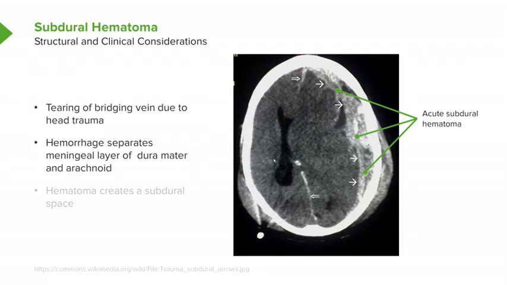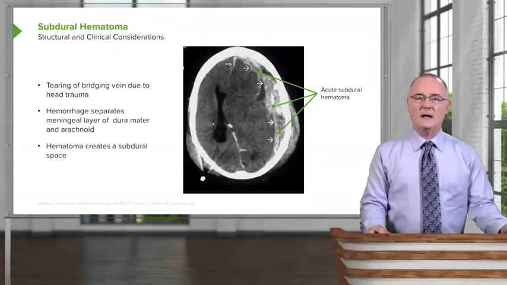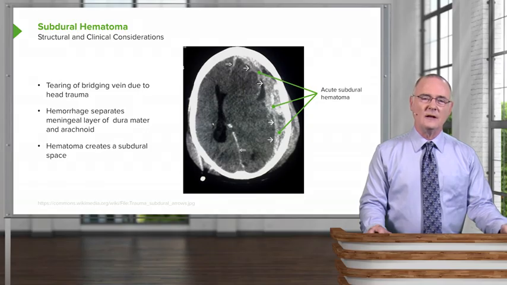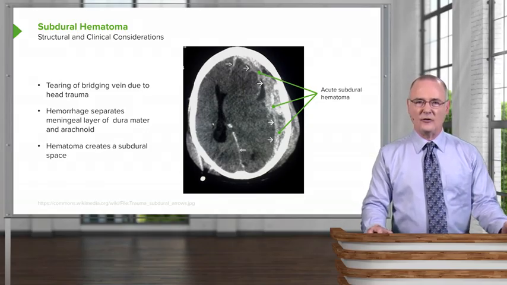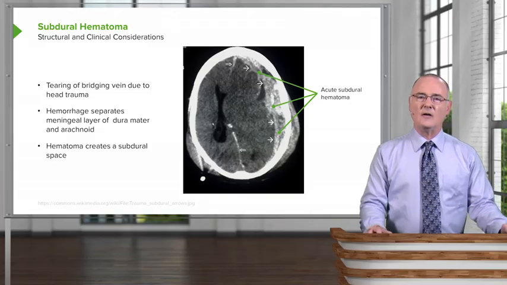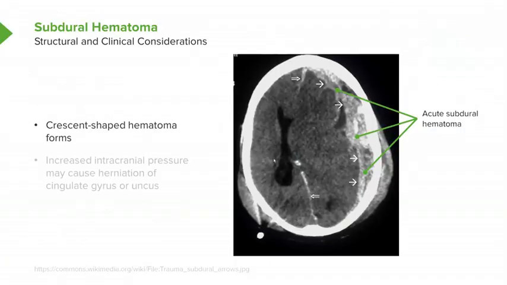We also see another subdural bleed over here on the right side of the image, and this is bleeding into the lateral sulcus region. And again, a subdural hematoma will create a pathologic space, the subdural space, as it separates the meningeal layer of the dura mater from the arachnoid mater. Its appearance is different from that of an epidural hematoma. The subdural hematoma is said to be crescent-shaped in its appearance, and we can appreciate it on this side of the image.